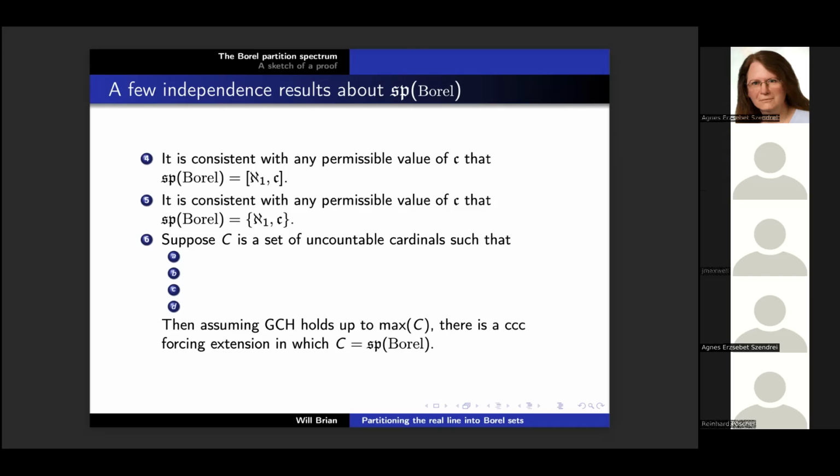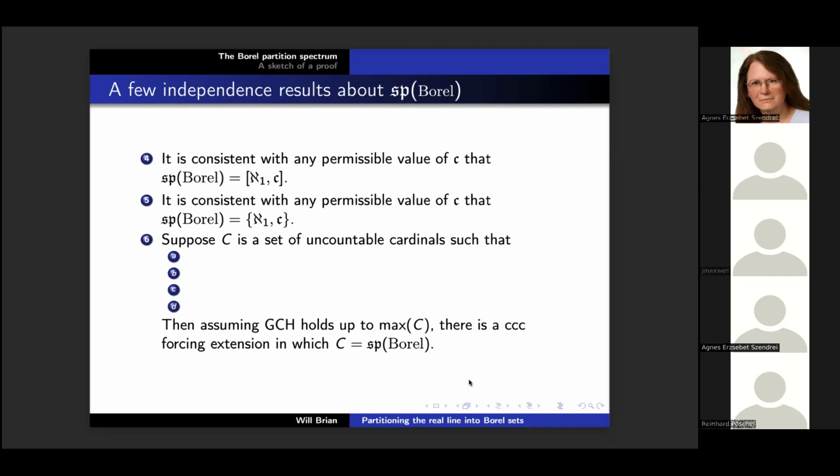So if you start in some model of set theory, and then you do a CCC forcing extension, then the ordinal that used to represent, say, omega 2, the second uncountable cardinal, still represents that uncountable cardinal. You haven't added a bijection from omega to that ordinal that now turns it into some very big countable ordinal or anything like that. So a lot of things about the ground model are preserved. It's sort of a nice tame extension, but using these nice tame forcing extensions, we can still make any cardinal equal to the Borel partition spectrum subject to these 4 requirements.